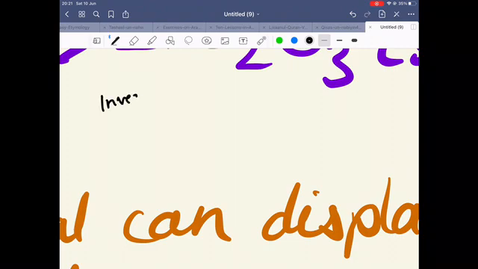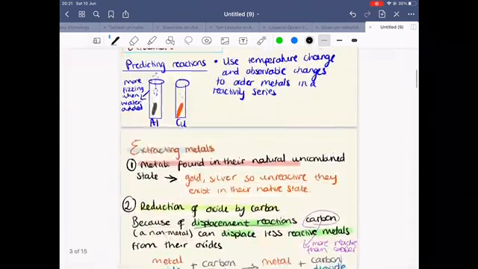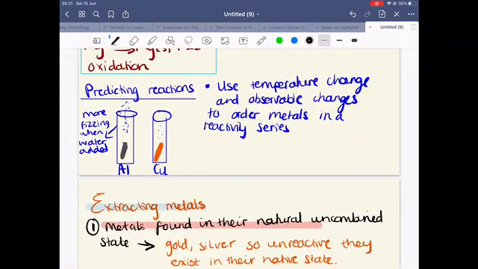So if you didn't know which one was more or less reactive, just look at the formula and see which one's now being displaced, is not bonded to anything anymore. That's the one that's less reactive. We did this in class. Even when we didn't know the reactivity series, we used predicting reactions to figure out which one's more reactive.